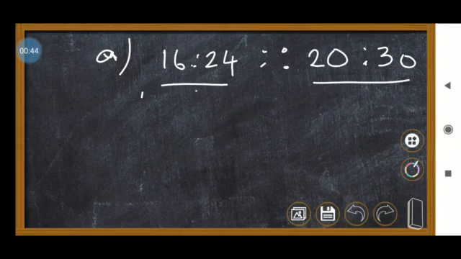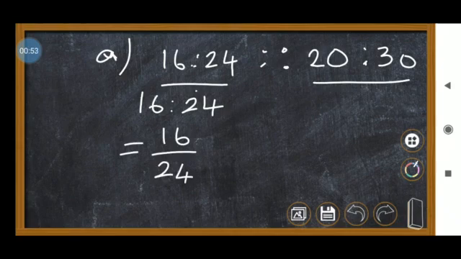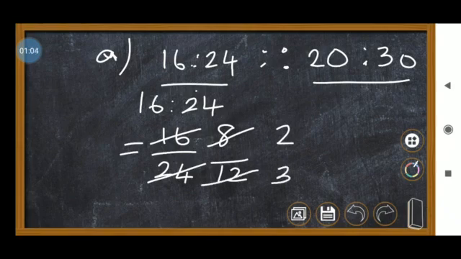First I will take 16 is to 24. 16 is to 24 means 16 divided by 24. Any table which can divide: 8 2s are 16, 12 2s are 24, 2 4s are 8, 3 4s are 12. So 2 by 3, which means 2 is to 3.